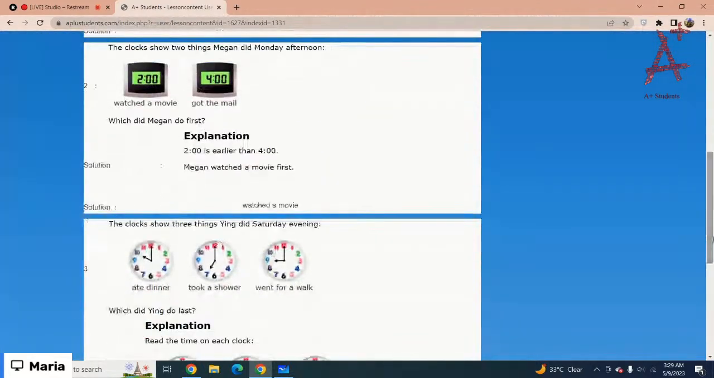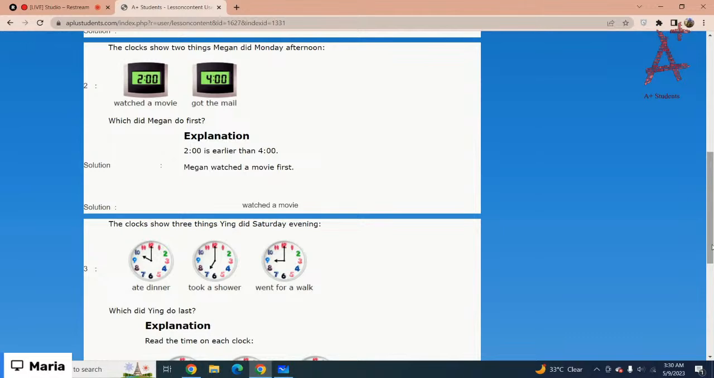Okay, the clock shows two things Megan did Monday afternoon. So watched the movie and got the mall. So he watched the movie at 2 and got the mall at 4. Which did Megan do first? So 2, you can see he watched the movie at 2 and got the mall at 4. So 2 is earlier than 4. Got it? That means Megan watched the movie first, then he went to the mall. Got it?